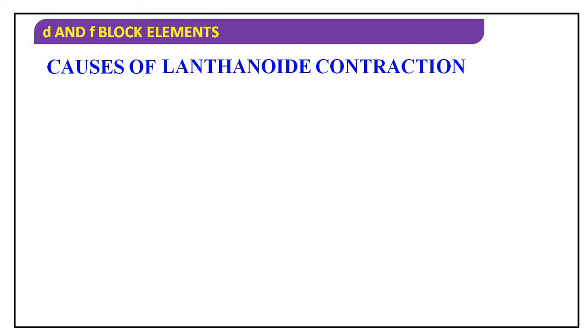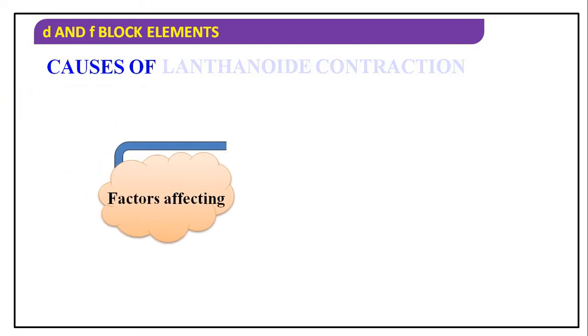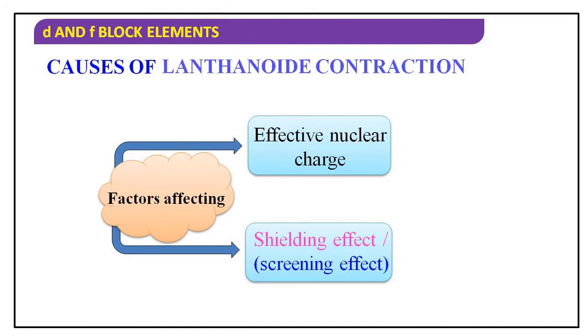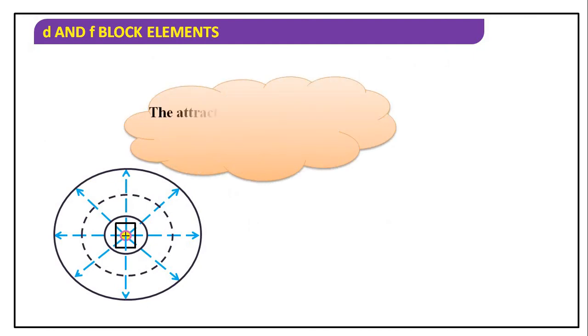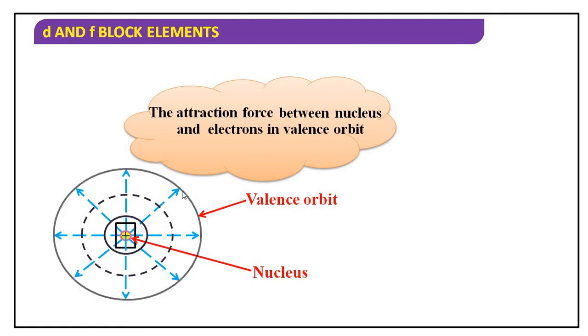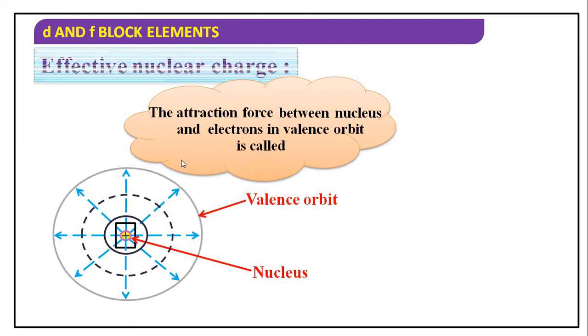Now we will see what are the causes of lanthanide contraction. There are two important factors responsible for lanthanide contraction. One is effective nuclear charge and another is poor shielding effect of f subshell. Now what is effective nuclear charge? It's the force of attraction between nucleus and electrons in valence orbit. Here you can see this is a nucleus and these are electrons in valence orbit. So the force of attraction between the nucleus and the electron in valence orbit is called effective nuclear charge.